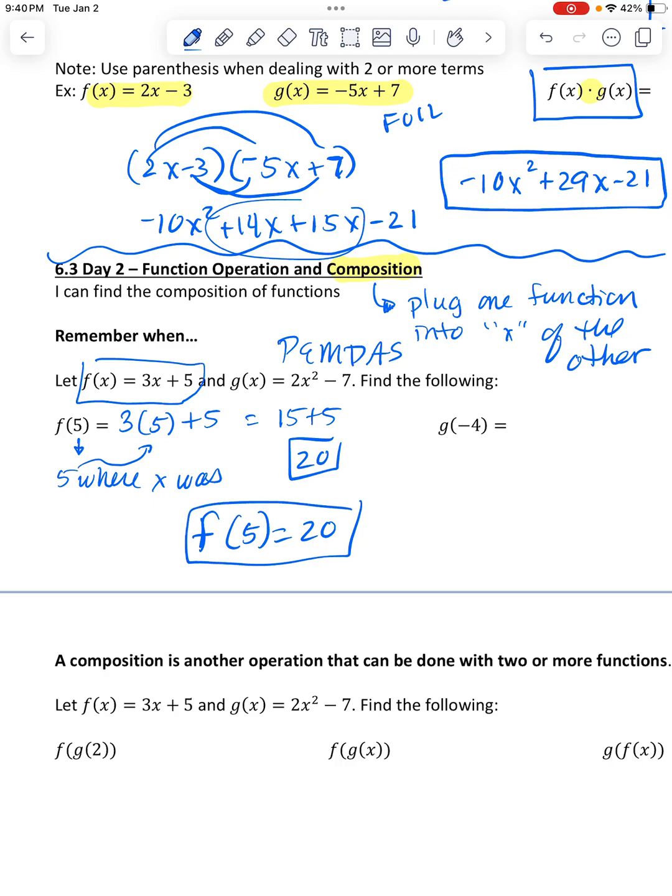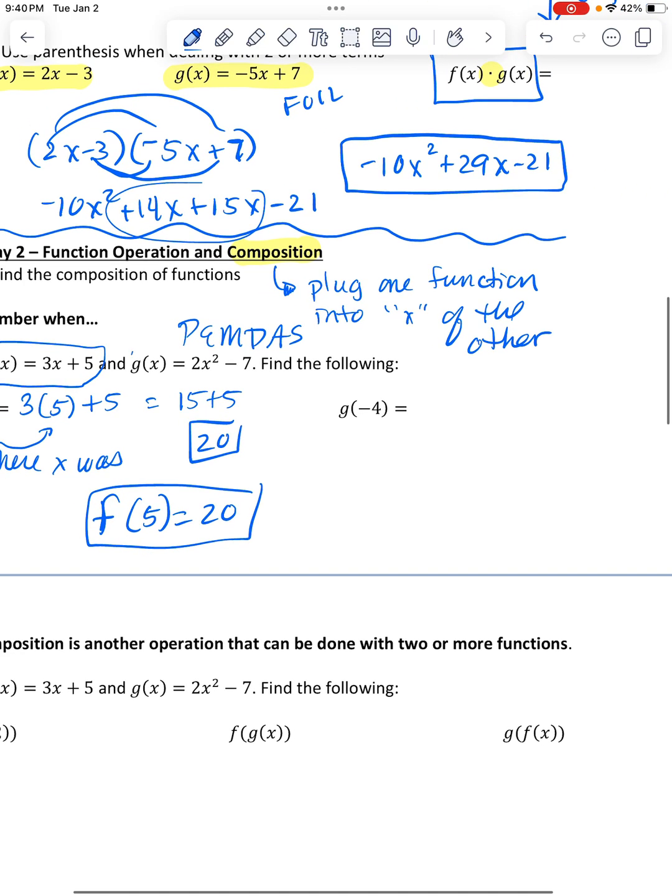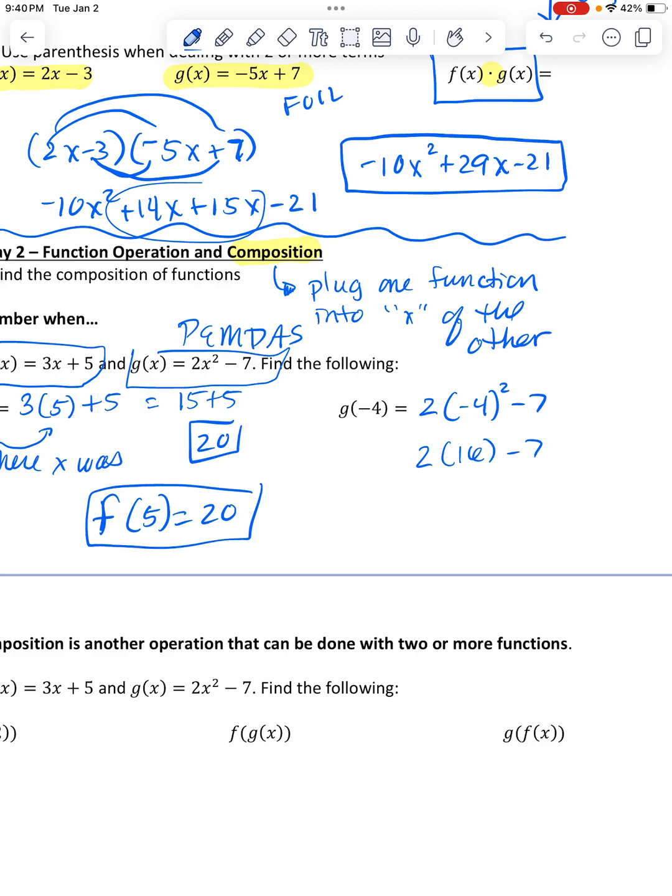All right. Here, take g, which is this function, and you're plugging in a -4. So I'm going to put the -4 in where the x used to be, and everything else still happens the same. It's times 2, it's squared, it's -7. You can do this on your calculator, or you can use PEMDAS. -4, when you square it, becomes positive. You end up with 32 minus 7, which is 25. And I don't care if you do that on your calculator as long as you know what you're doing.